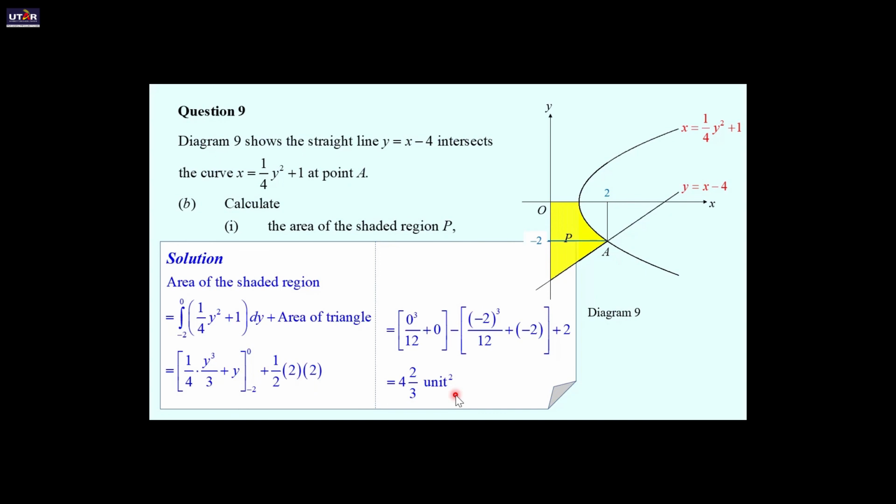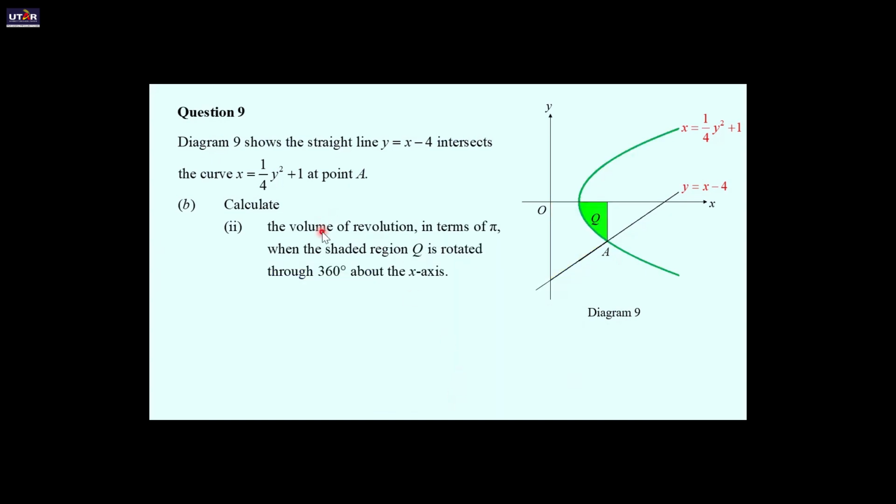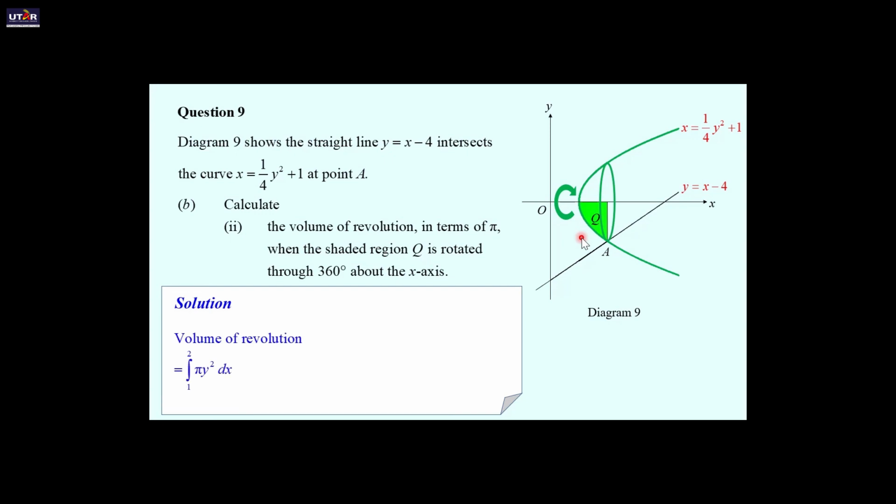Let us proceed to part 2. You are asked to find the volume of the revolution in terms of pi when the shaded region Q is rotated through 360 degrees about the x-axis. So it will form a solid as shown here when it is rotated through 360 degrees about the x-axis. By applying the formula that the volume of revolution is integral of pi y squared dx, this is because the rotation is about the x-axis.